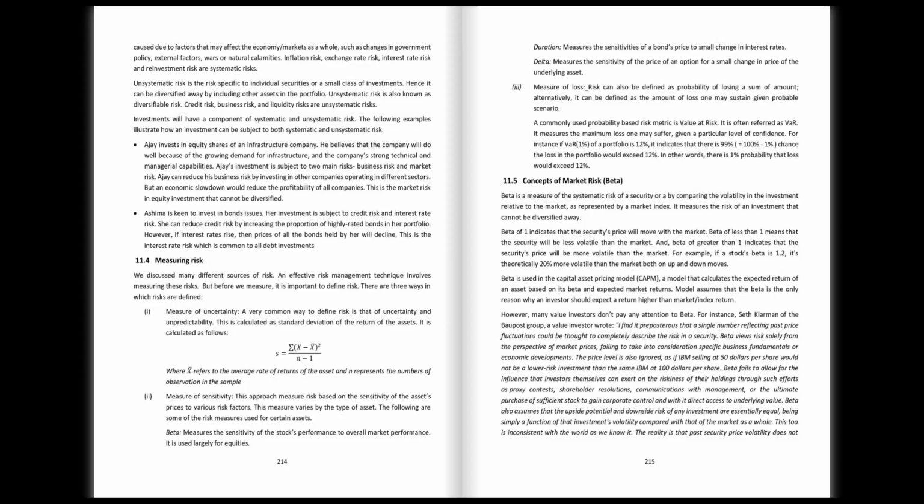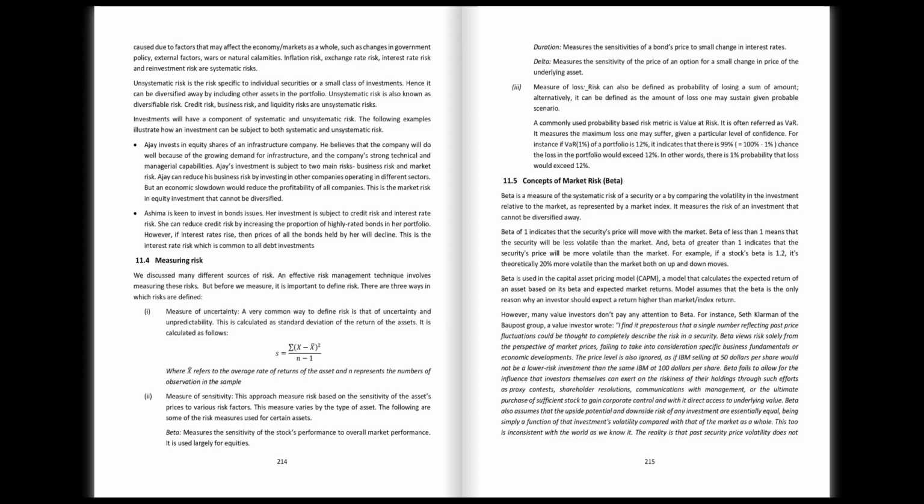down moves. Beta is used in the capital asset pricing model, CAPM, a model that calculates the expected return of an asset based on its beta and expected market returns. The model assumes that beta is the only reason why an investor should expect a return higher than the market/index return. However, many value investors don't pay any attention to beta.